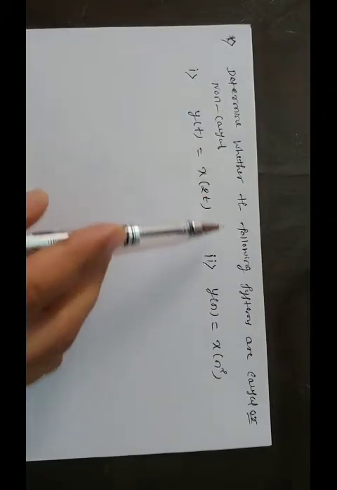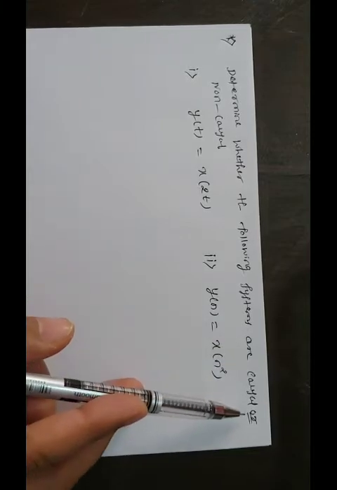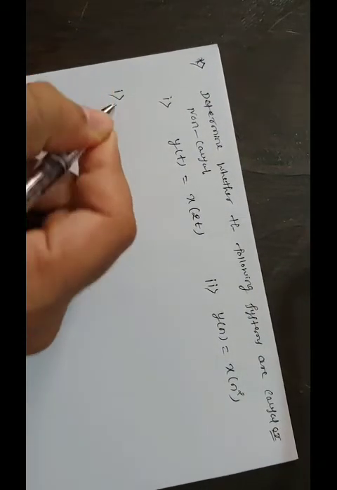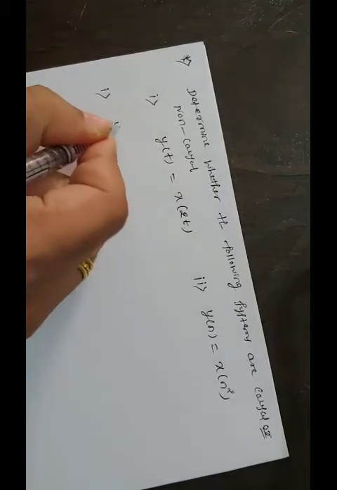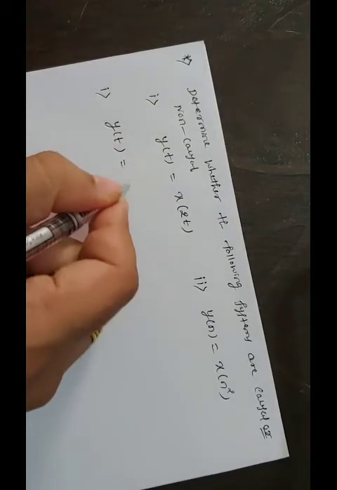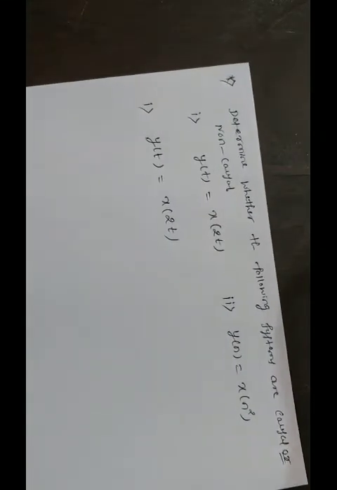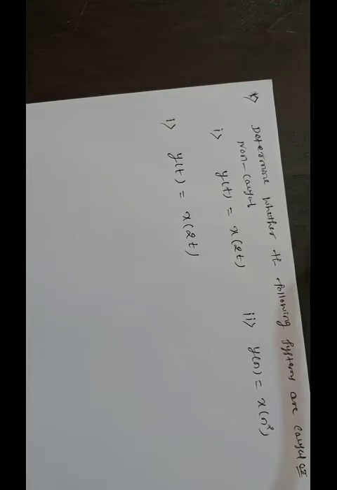So next we'll see one example. Determine whether the following systems are causal or non-causal. So we have to check whether the system is causal or not. The first one is y of t equal to x of 2t. How to check whether the system is causal or not? We are following a simple method here.